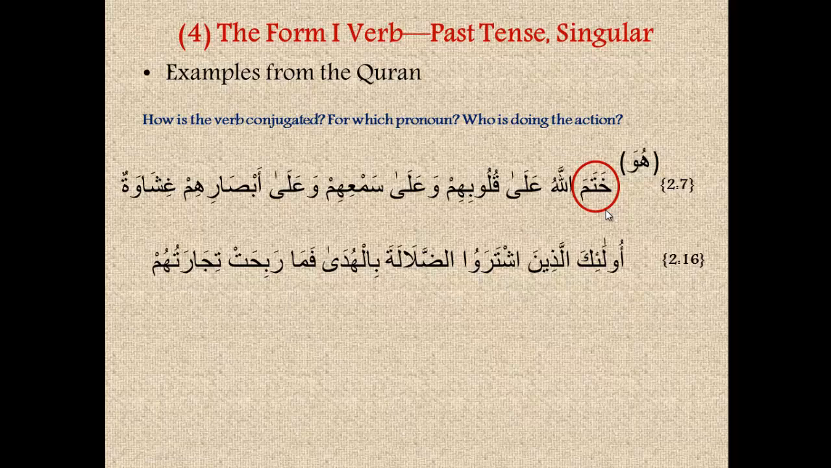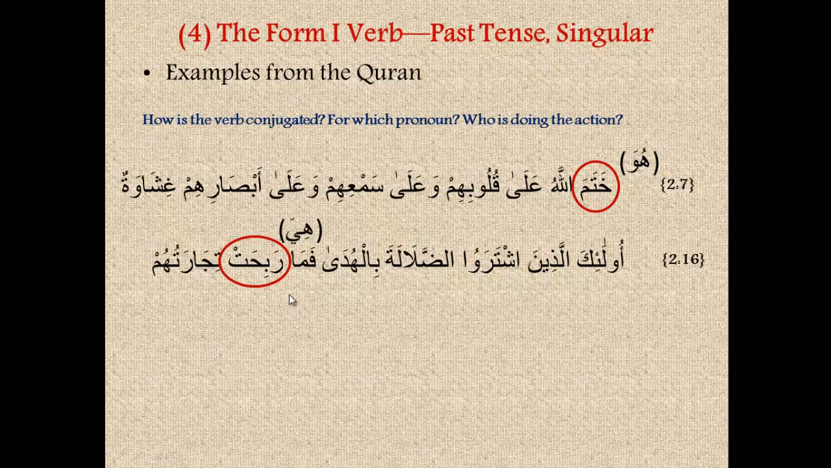Example number 2. This is verse number 16 from Surah Al-Baqarah, surah number 2. Allah says, أُولَٰئِكَ الَّذِينَ اشْتَرَوُا الضَّلَالَةَ بِالْهُدَىٰ فَمَا رَبِحَتْ تِجَارَتُهُمْ. The verb here is rabihat. We notice the ta sakina, or ta with the sukoon, the very light ta at the end of the word, rabihat. So we know the conjugation is for the pronoun hiya, she.